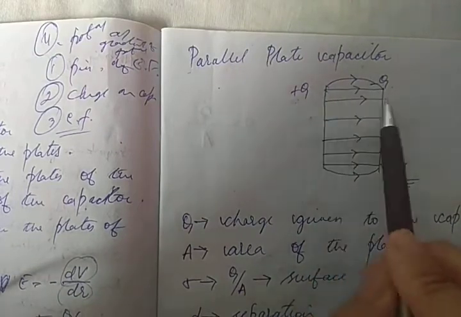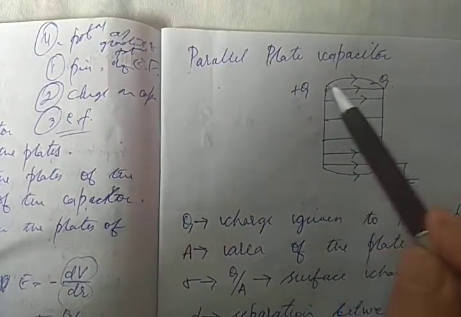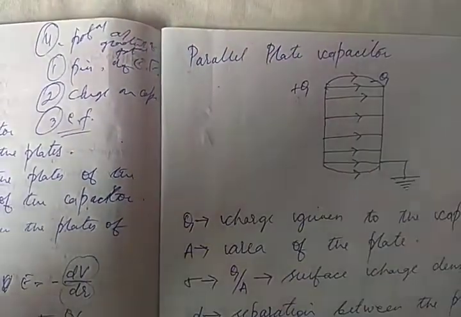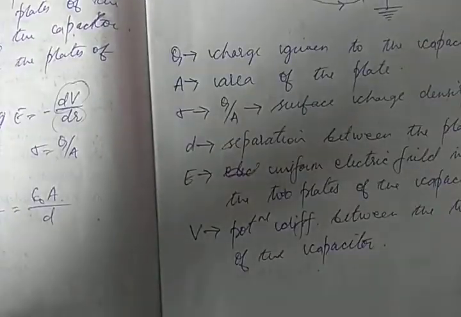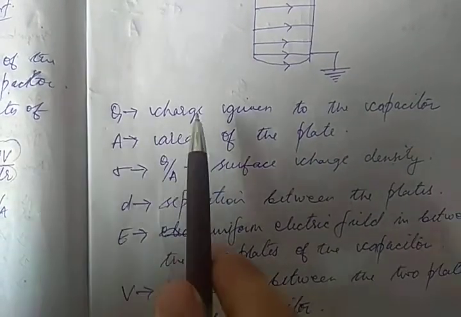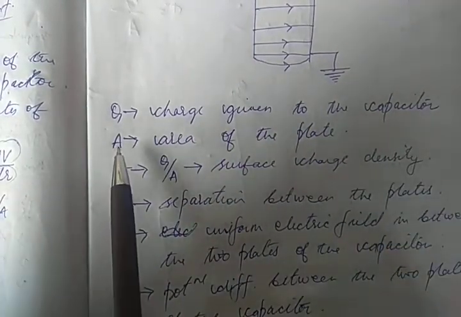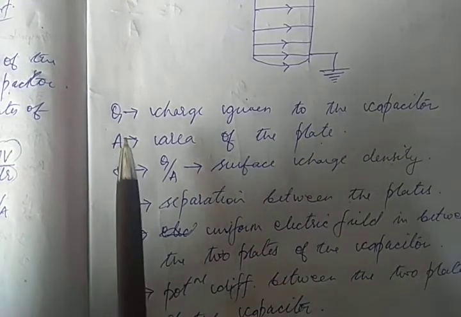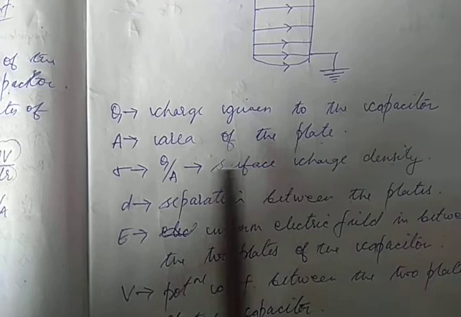Okay, and I have drawn electric field lines over here. Except at the edges, it's not uniform. Now say, for example, we give plus Q amount of charge to the capacitor. A is the area of the plate. Q is the charge given to the capacitor, A is the area of the plate.